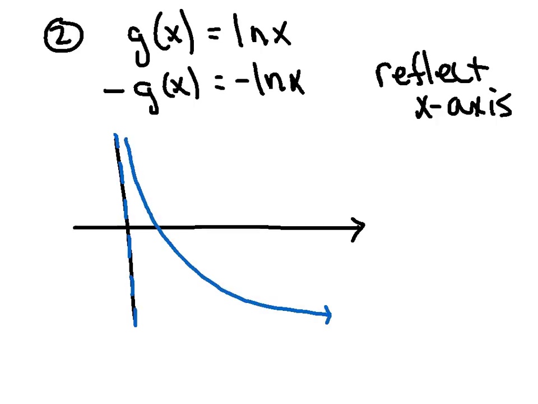Once we flip it upside down, it would still have the same x-intercept of (1, 0). It would have the same asymptote. It's just now a decreasing function with the same domain and the same range that it had earlier.